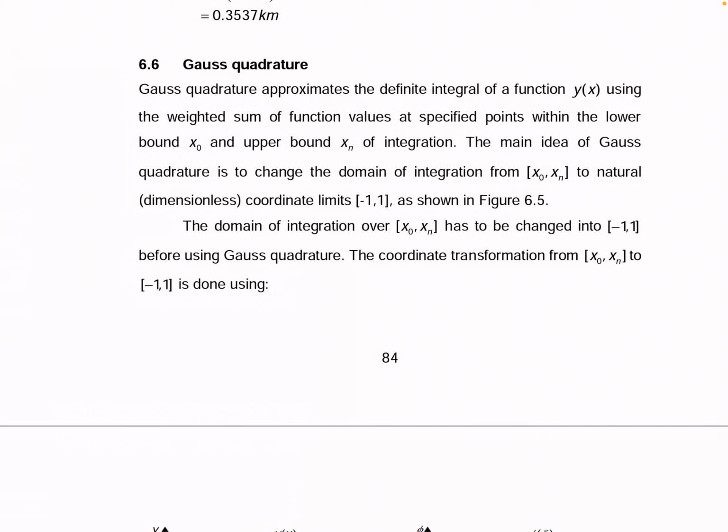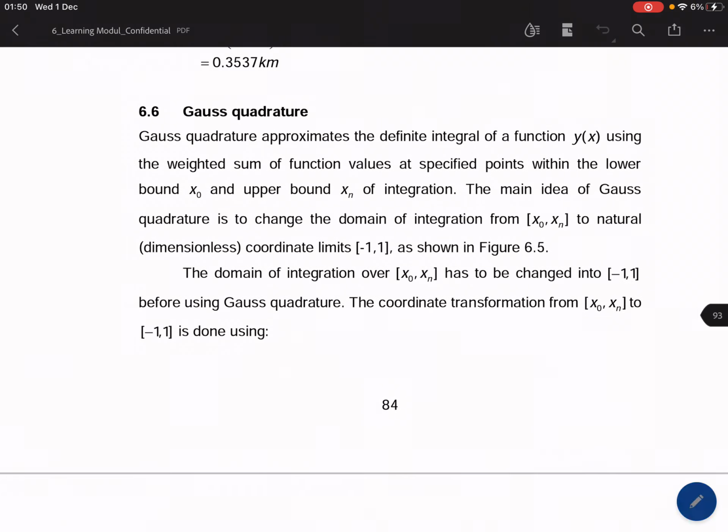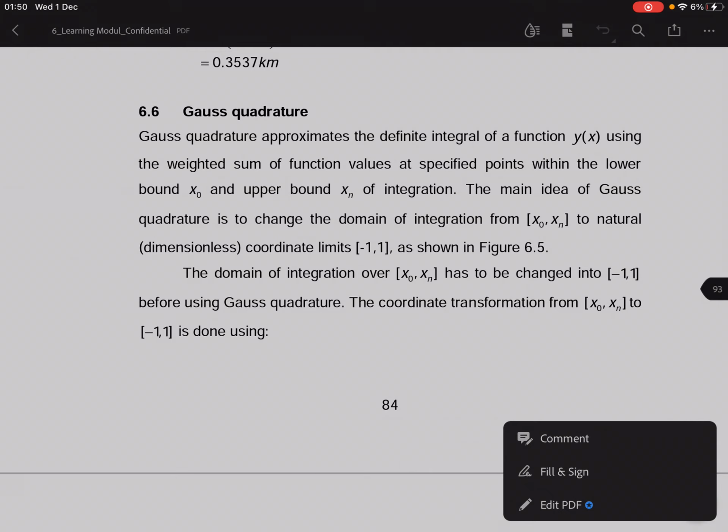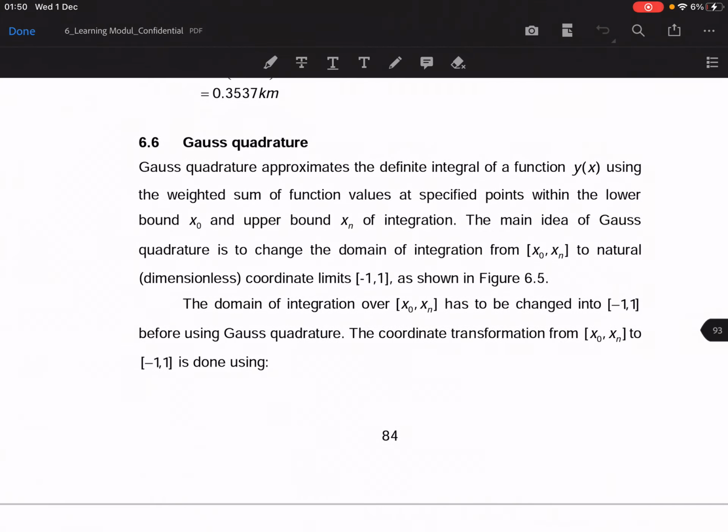So for today's session, we're going to look at integration under the topic of Gauss quadrature. So how do we apply Gauss quadrature to get an approximation of an integration? The basic idea of Gauss quadrature is basically we need to change the domain. We need to change the domain of integration from x0 to xn.